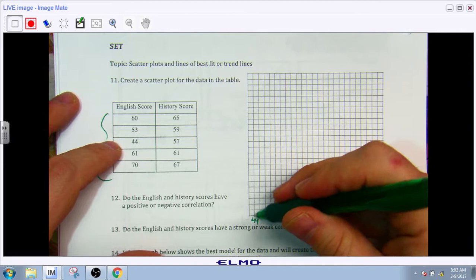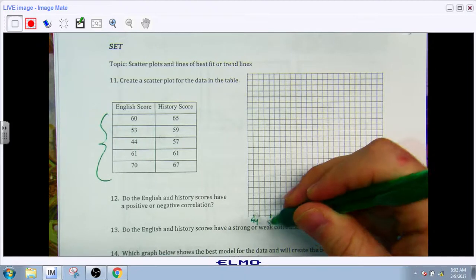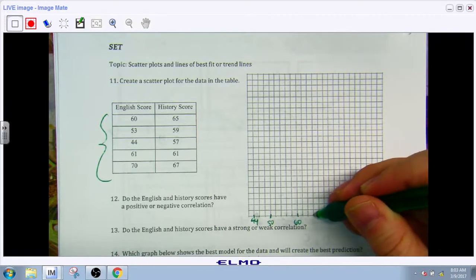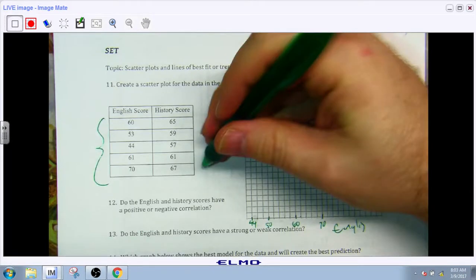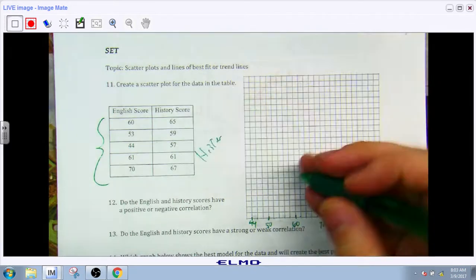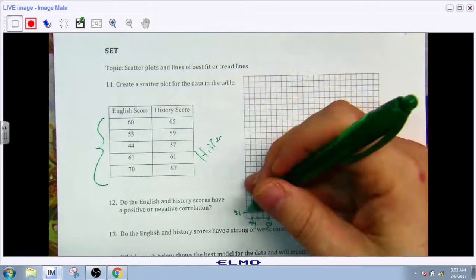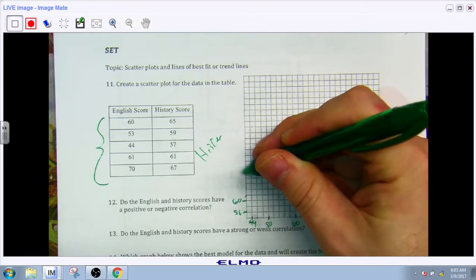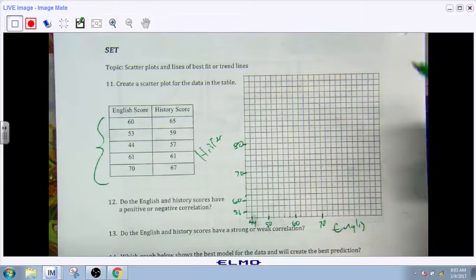So this is 44, 46, 48. I'll call this 50, 2, 4, 6, 8, 60, 2, 4, 6, 8, 70, and that's as far as I need to go. So these are my English scores, and then these are my history scores. I have a low of 57, so I'll call this 56 just to keep the numbers even. I need to get all the way up to 67, so this would be 60, 2, 4, 6, 8, 70, 2, 4, 6, 8, 80. Okay, that's plenty.